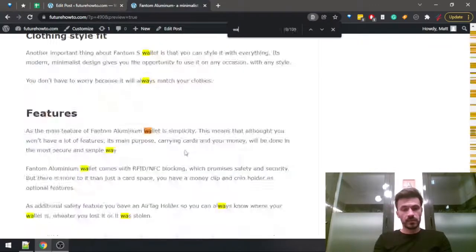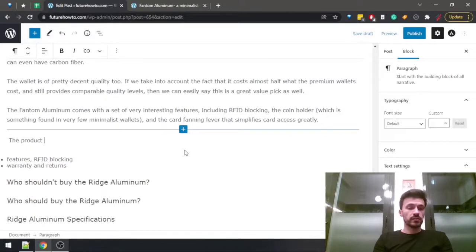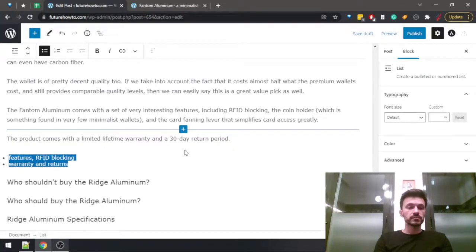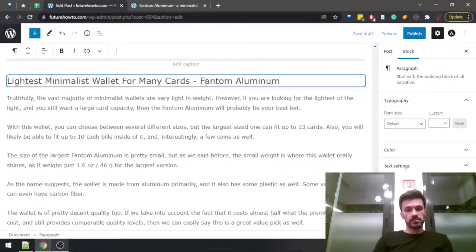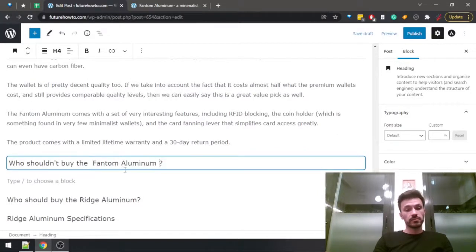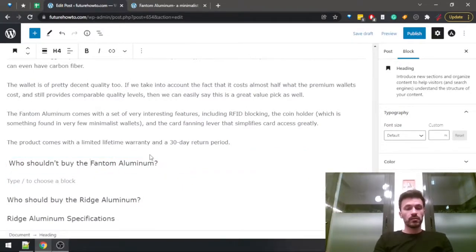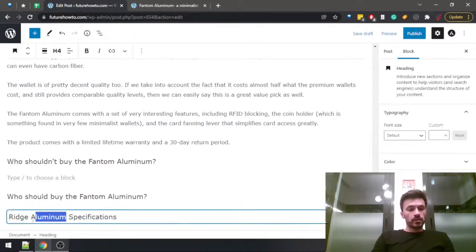Okay, warranty, limited lifetime warranty. The product comes with a limited lifetime warranty and a 30-day return period. There we go. Okay, that's good. Who shouldn't buy the... Oh, that's a mistake here. This is the Phantom aluminum. So, yeah, I forgot to update these, I guess, when I changed the header above.